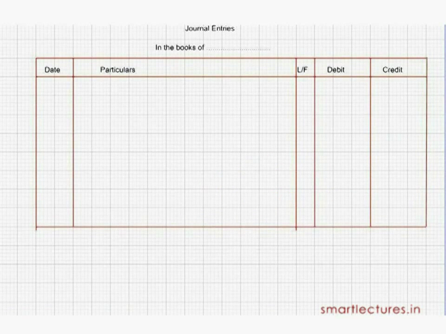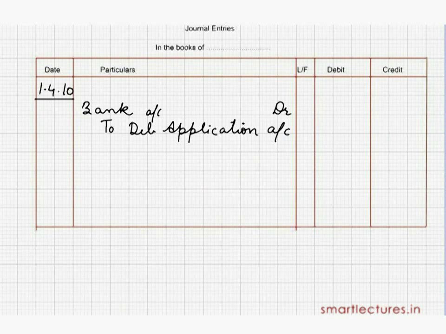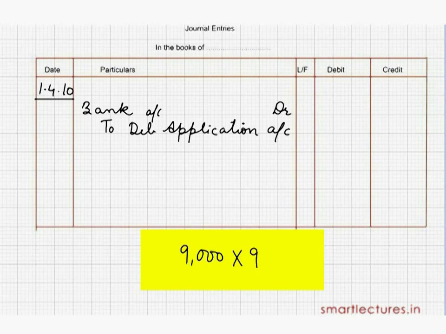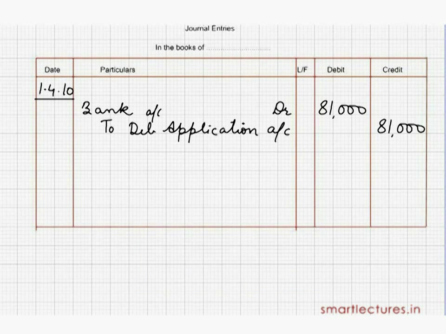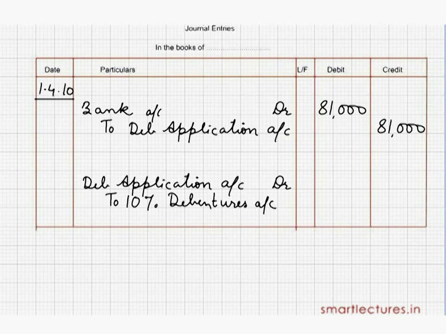So what will be the journal entry at the time of issue? That will be on 1st April 2010, bank account debit to 10% debenture application account, and the amount will be 9,000 into 9, because we have got 9 rupees at the time of application. And now 10% debenture application account debit to 10% debentures account. Debenture application account debit 81,000, because debenture application account must be cancelled. It was credited by rupees 81,000.